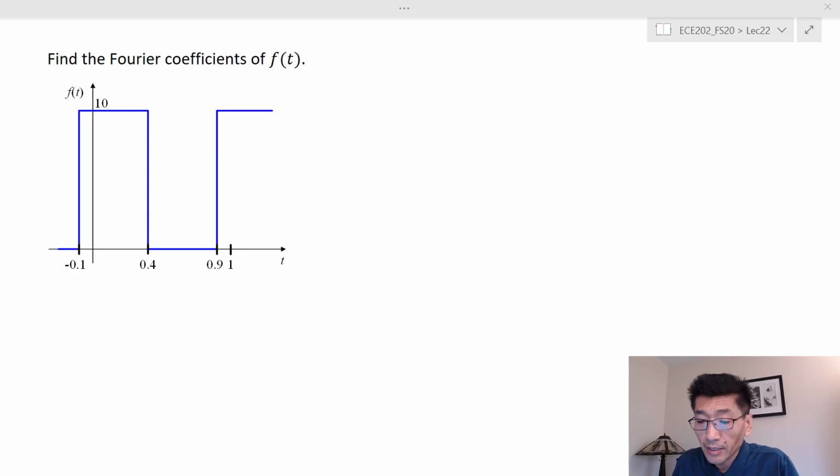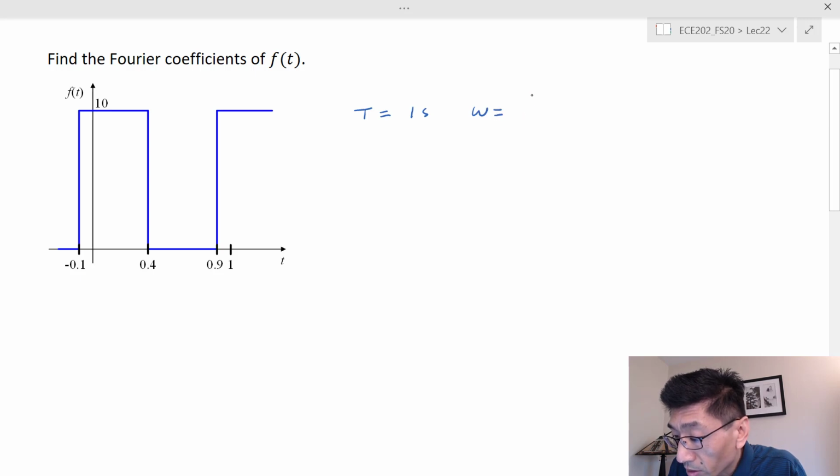Let's look at an example of how we find the Fourier coefficients and also the DC component. In this one, f(t) is a pulse that goes from 0 to 10. For this waveform, it is quite clear the fundamental period T is 1 second. Therefore, omega is equal to 2 pi over T, which is equal to 2 pi.